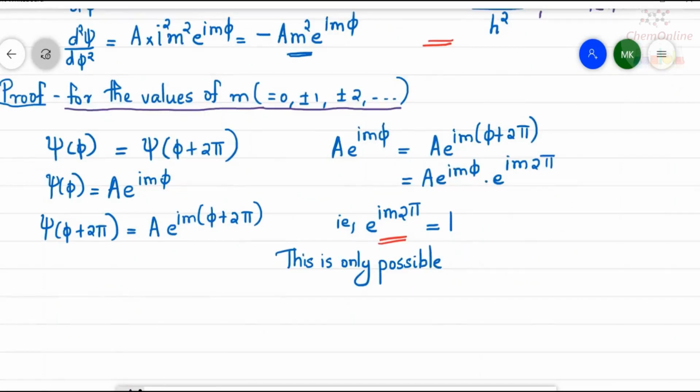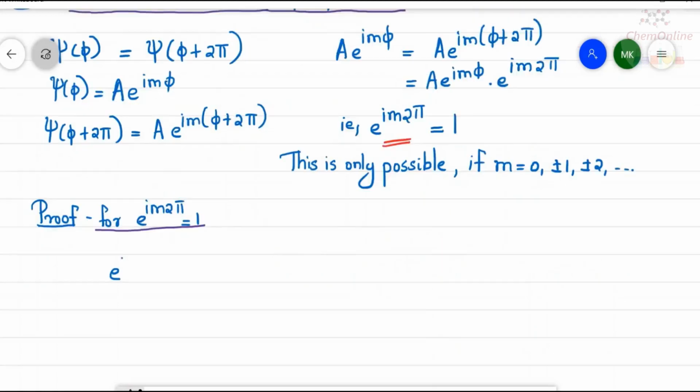And this is only possible if the value of m equals 0, plus or minus 1, plus or minus 2, etc. So we have proved that the value of m will be 0, plus or minus 1, plus or minus 2, etc. Now we got e raised to im 2 pi equals 1. So let's prove that e raised to im 2 pi is always equal to 1.